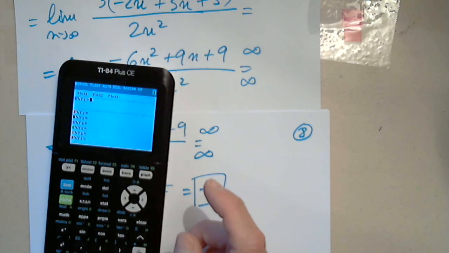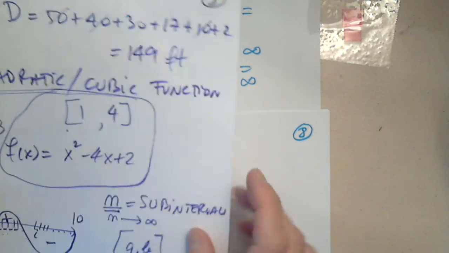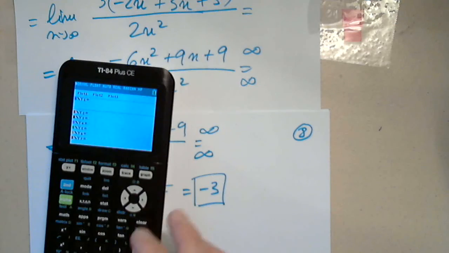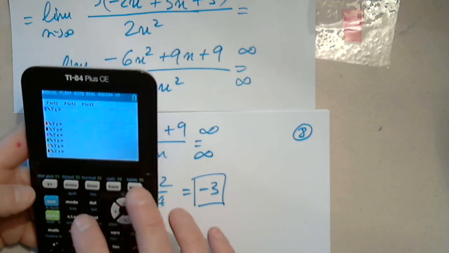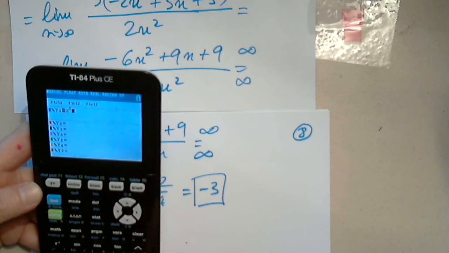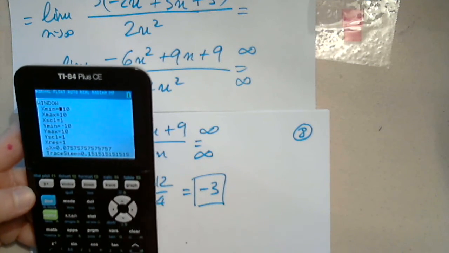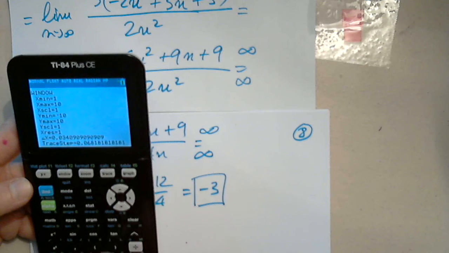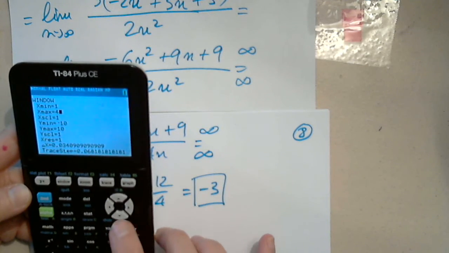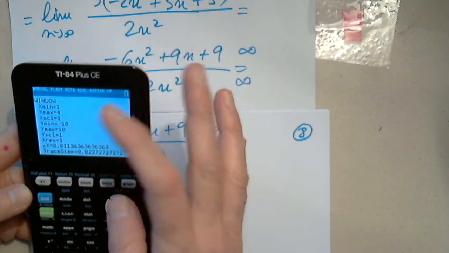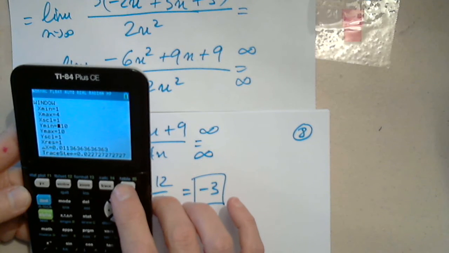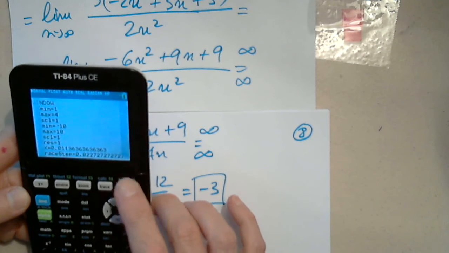...to the function, and it was x squared minus 4x plus 2. So x squared minus 4x plus 2. And I want the window just to be between 1 and 4. I don't want to see anything else. And I left y at negative 10 to 10. I don't care. So let's graph.